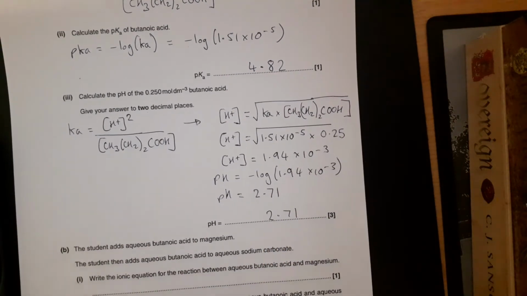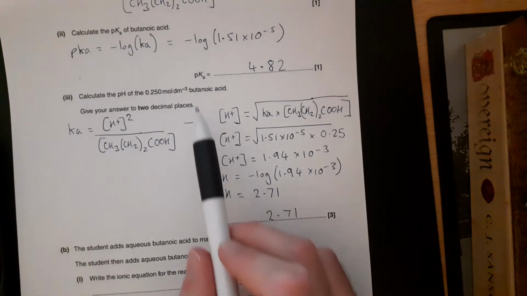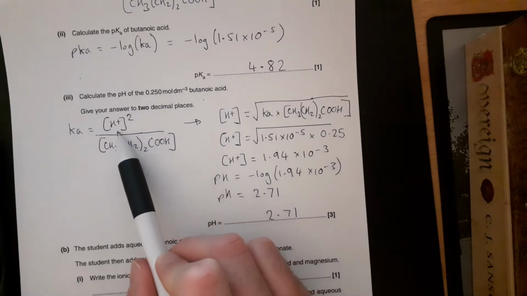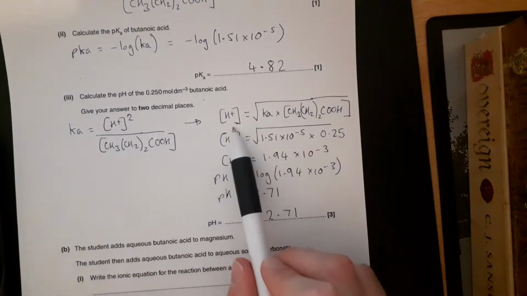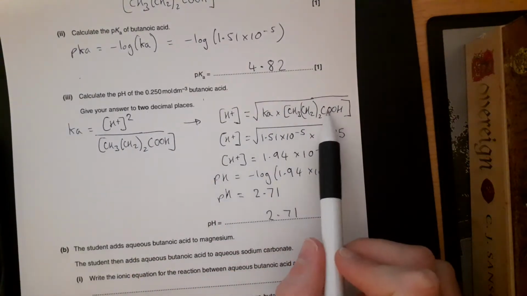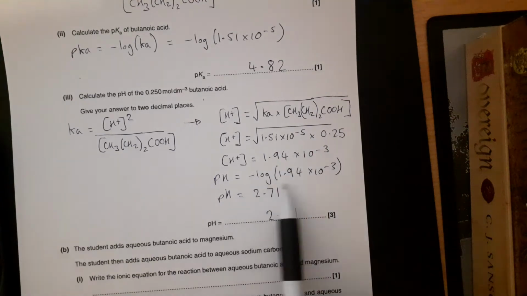So that should hopefully be a method that you get more and more comfortable with. If it's just a weak acid, convert the Ka into H plus squared. You get this rearrangement with the square root in it, put your numbers in, and then do the negative log at the end.